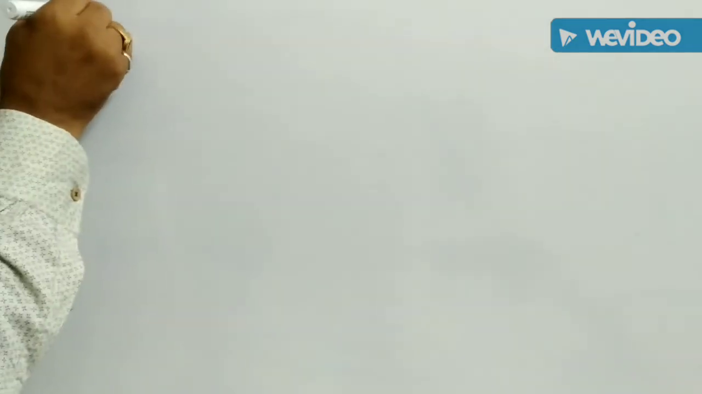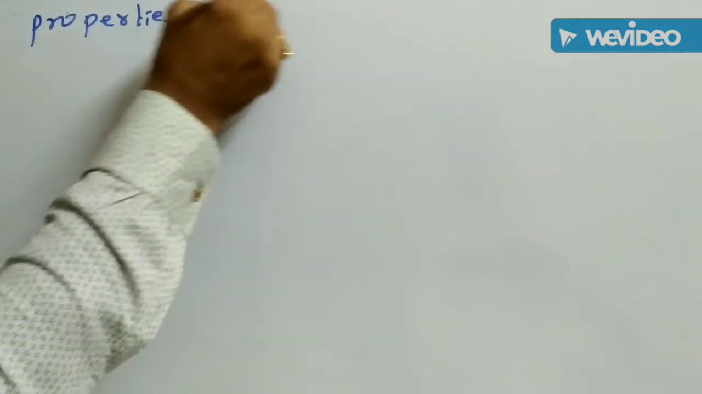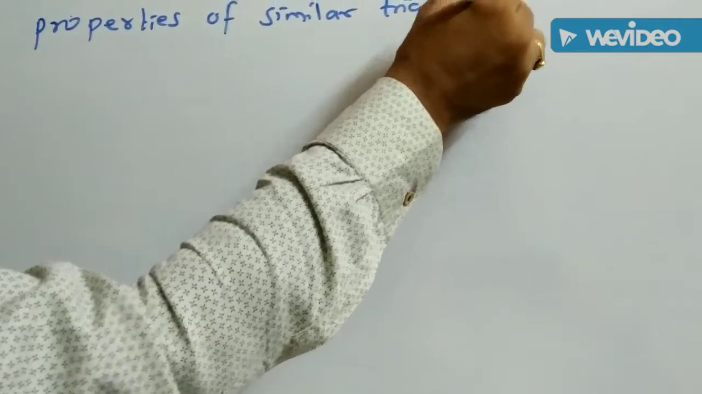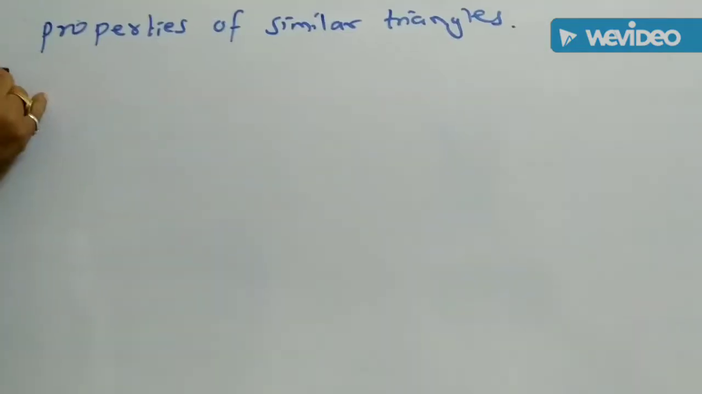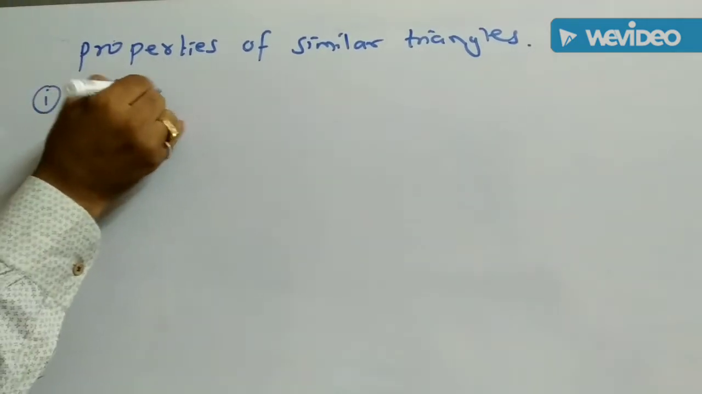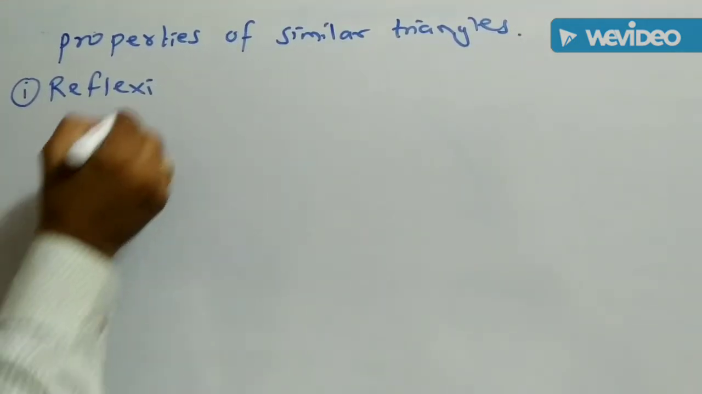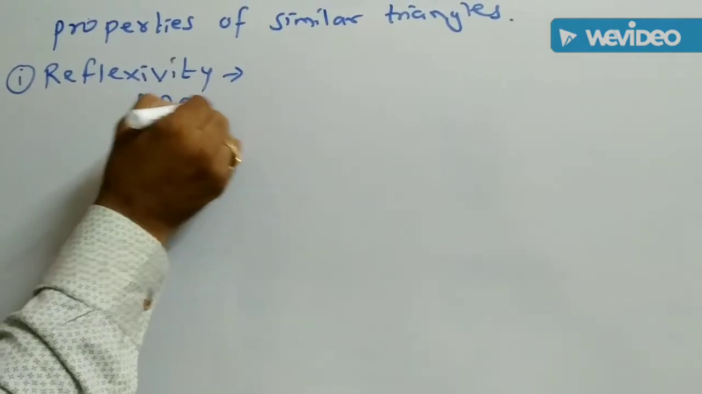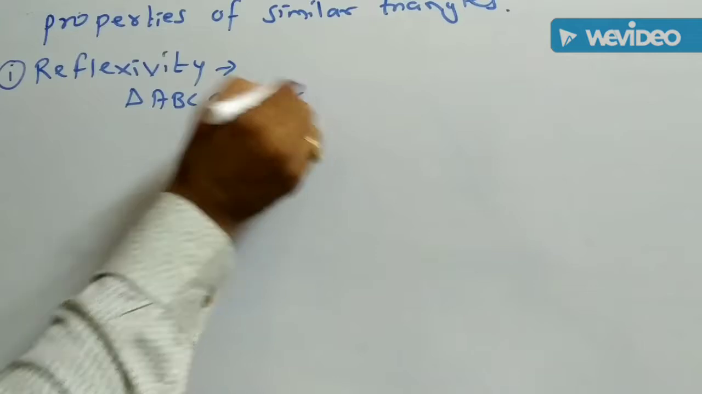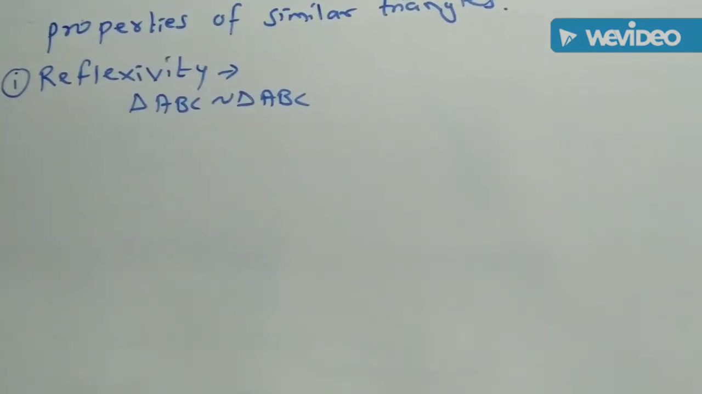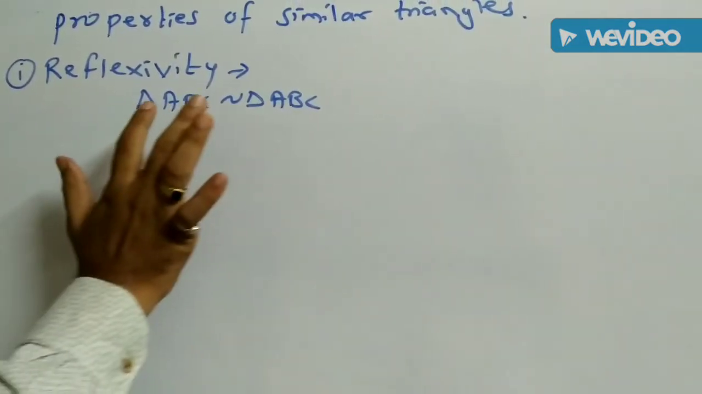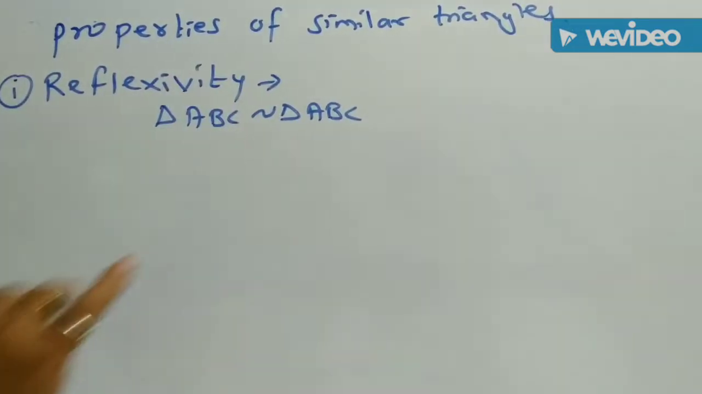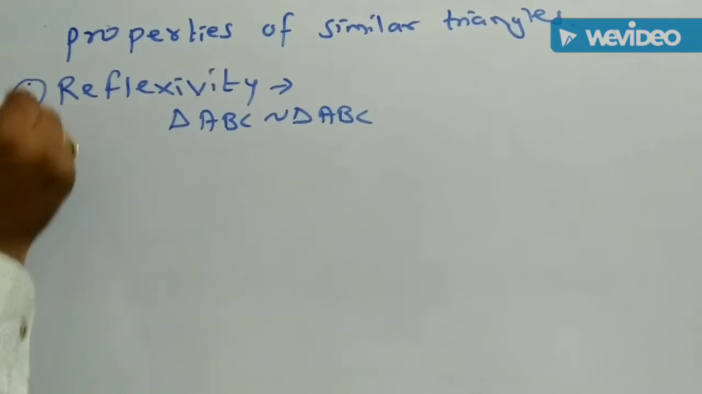Next topic is properties of similar triangles. First is reflexivity. That is, every triangle is similar to itself. That is, triangle ABC is similar to triangle ABC, triangle PQR similar to triangle PQR.